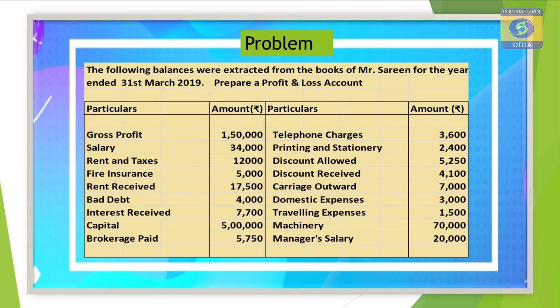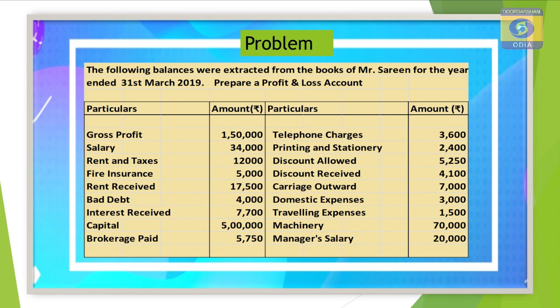We have been provided with gross profit of rupees 1,50,000, salary 34,000, rents and taxes rupees 12,000, fire insurance rupees 5,000, rent received rupees 17,500, bad debt rupees 4,000, interest received rupees 7,700, capital rupees 5 lakhs, and brokerage paid rupees 5,750.